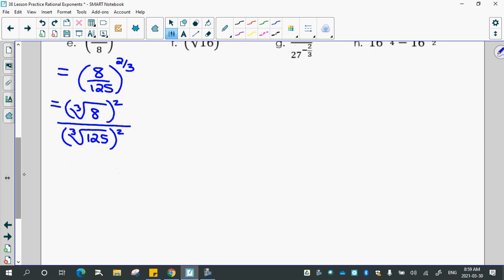All right, so then the 3rd root of 8 is 2, squared. The 3rd root of 125 is 5, squared. So you end up getting 4 over 25, not 10. A common mistake is 10. Your brain does that unconsciously when you see a 5 and a 2. So just be careful.